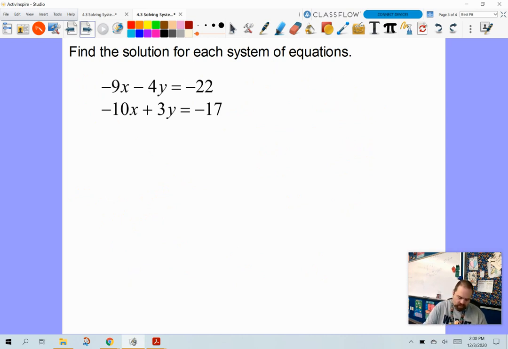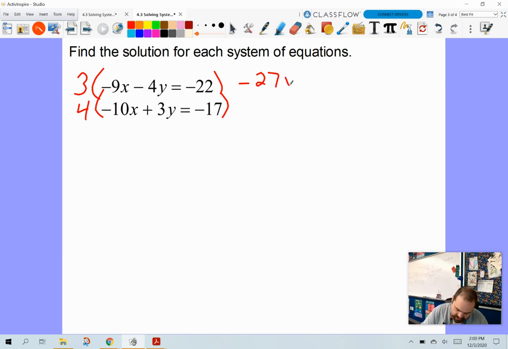Okay. For the first one, I can multiply the first equation by 10, the bottom equation by 9. Then I'm working with 90s. But look at the y numbers. They're a little bit smaller. I can multiply the top equation by 3, the bottom equation by 4. If you don't already have a built-in positive and negative, you'll need to multiply one of them by a negative number. But because of the -4, this one's going to be okay.